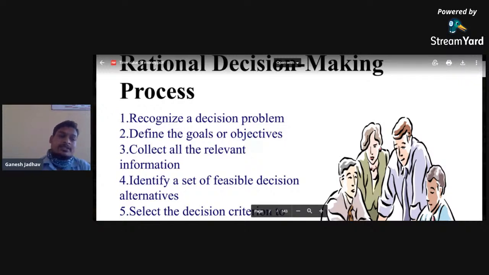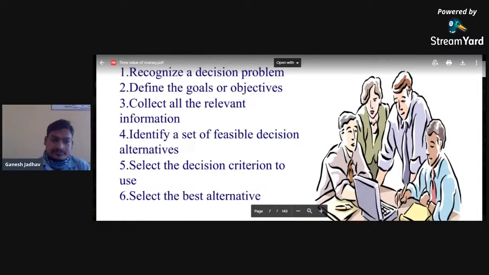And the fourth one is to identify the set of feasible decision alternatives. The fifth is to select the decision criterion to use, and the last one is to select the best alternative. So these are the six steps we require for taking a decision, for the decision making process.